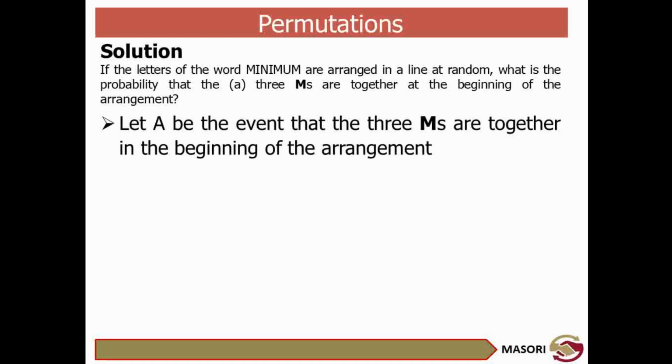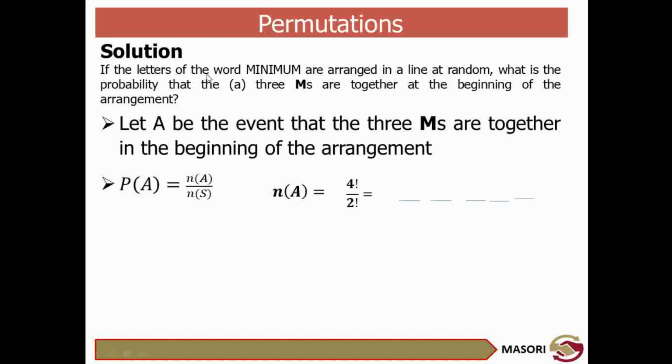Okay, so let A be the event that the 3 M's are together in the beginning of the arrangement. If this is the case, then the probability of A will be equal to the number of ways of observing 3 M's together at the beginning, multiplied by the number of ways in which we can arrange the remaining letters in the sample space. For us to know NA, we need again to come up with the dashes. So let's start from there.